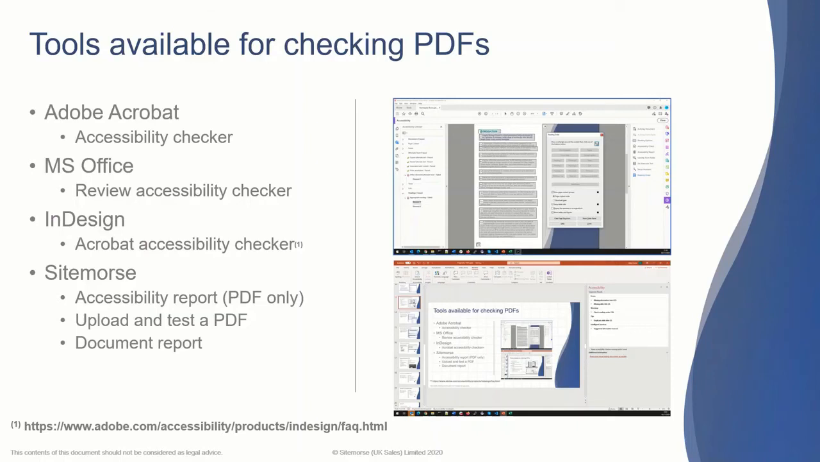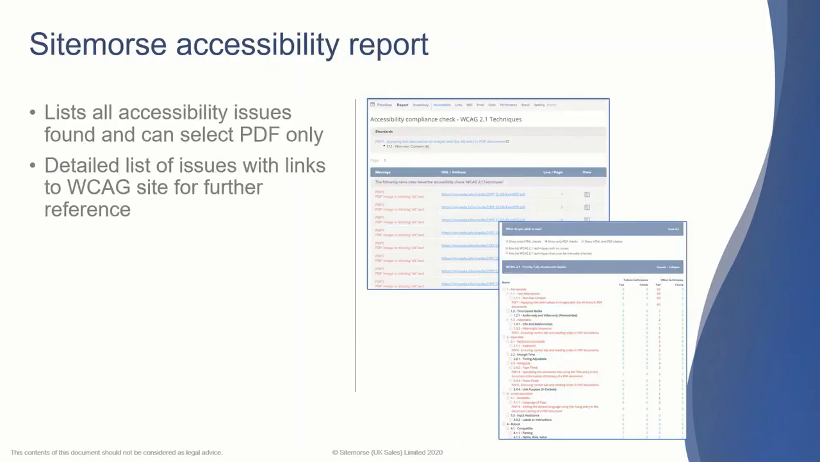Sitemorse has a number of ways to check the accessibility of your PDFs, and we'll discuss those in more detail in the next 3 slides. Sitemorse can provide you with a very detailed report of all the accessibility issues we've found based on WCAG 2.1 for web pages and PDFs.